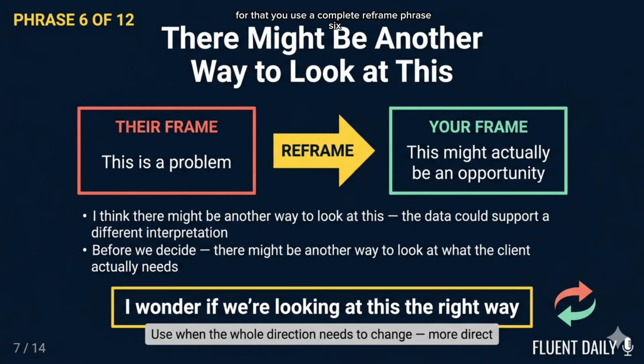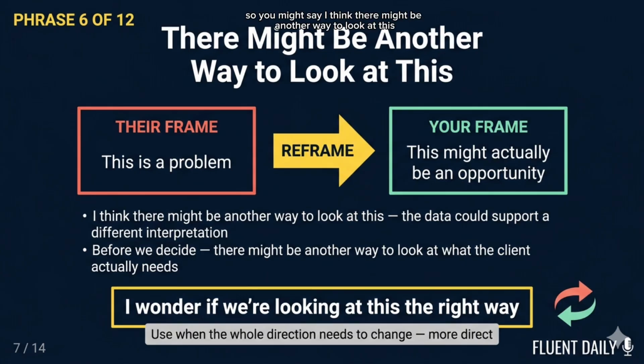For that, you use a complete reframe. Phrase 6. I think there might be another way to look at this. It sounds so gentle for such a massive pivot. That is exactly why it works. It doesn't label the current conversation as wrong. It merely offers a parallel universe of thought.